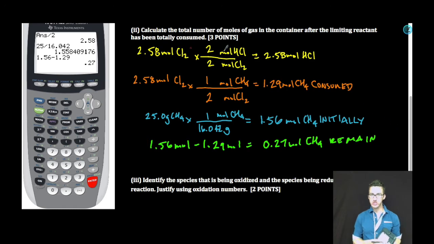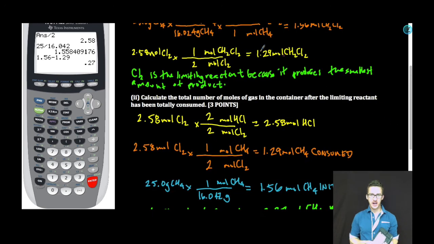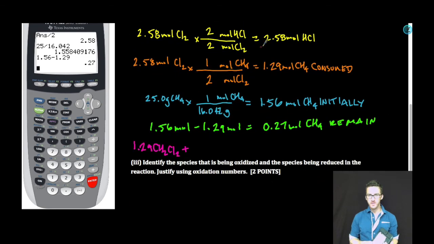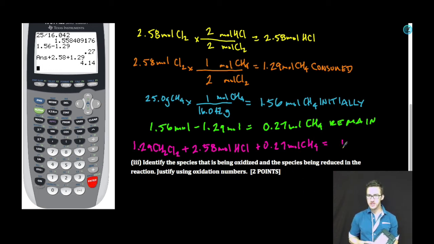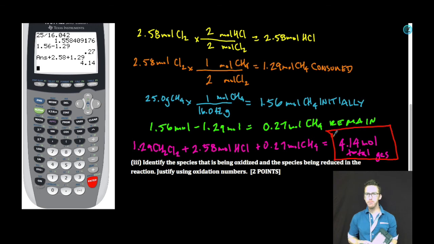All right, so we're looking for the total number of moles of gas. We've got 1.29 moles of dichloromethane. We've got 2.58 moles of hydrogen chloride. And we've got 0.27 moles of methane that's still hanging out unreacted. So a quick jump to our calculator. Add 2.58 plus 1.29 plus 0.27. That gives us 4.14 moles total gas. Boom.